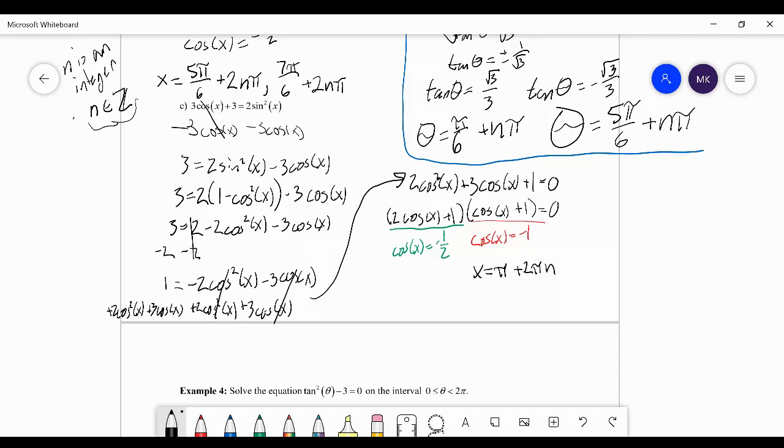Now cosine of x equals -1/2. So cosine is our x value. X value is negative in the third and fourth quadrants. And so this is going to be x equals 2 pi over 3, again, plus our 2 pi n, or 2n pi. And it's also going to equal 4 pi over 3 plus 2 pi n. And for all of these, n is an element of z.